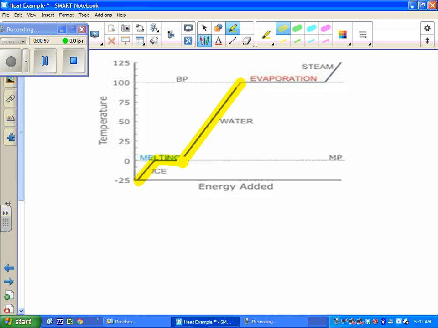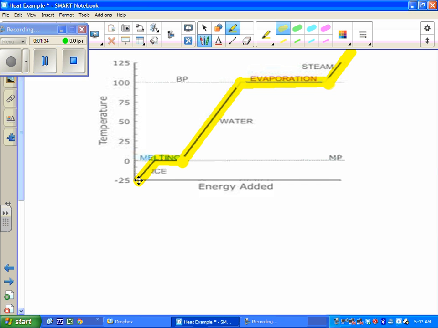Once we have 0-degree water, the heat energy goes into increasing the temperature of the water until we hit 100 degrees. Once we're at 100 degrees, the temperature stays at 100, but all this energy is going into changing it from water into steam. And so the water and the steam coexist at 100 degrees Celsius until all the water is evaporated and we have only steam at 100 degrees. Once that happens, now the heat energy is going into increasing the temperature of the steam again.